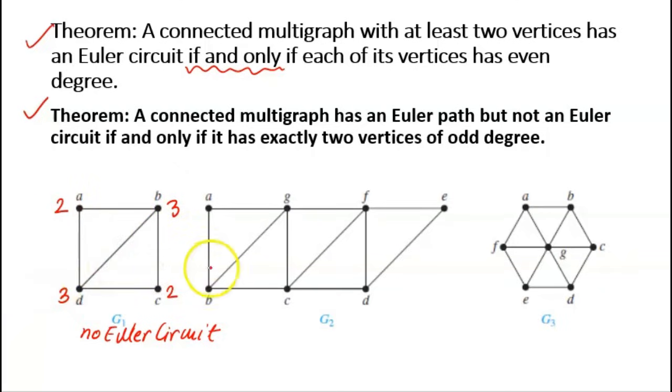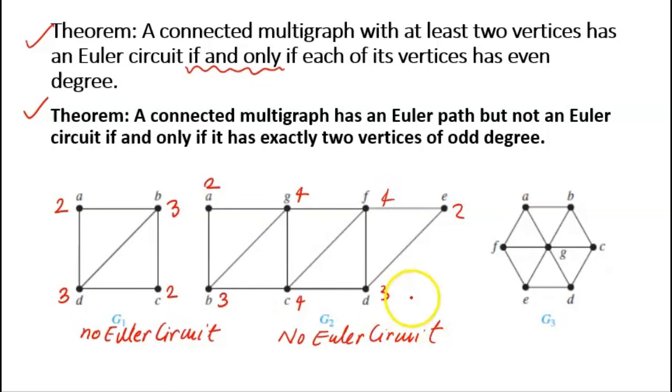Okay. What about this graph? In this graph, the degree of the vertex A is 2, here 1, 2, 3, 4, so 4, here 1, 2, 3, here 1, 2, 3, 4, here 1, 2, 3, 4, here 1, 2, and here 1, 2, 3. So in this graph you note that not every vertex is of even degree, because we have a vertex of degree 3 here and a vertex of degree 3 here. So this graph G2 also has no Euler circuit, right?